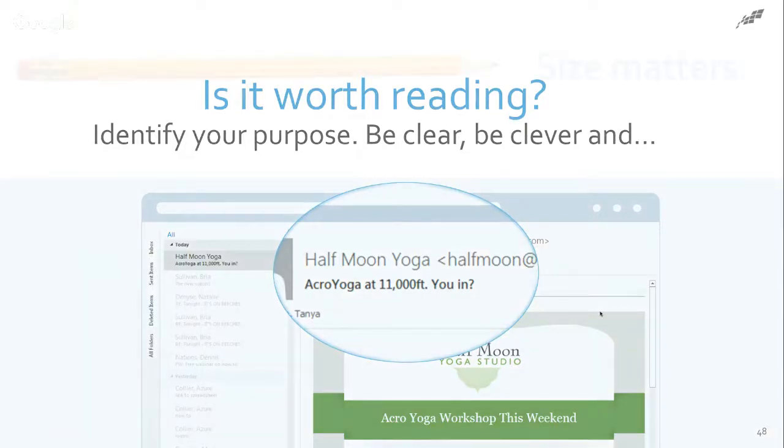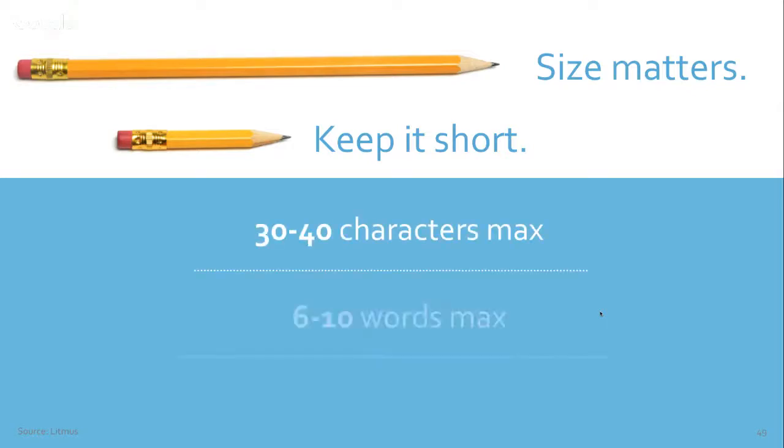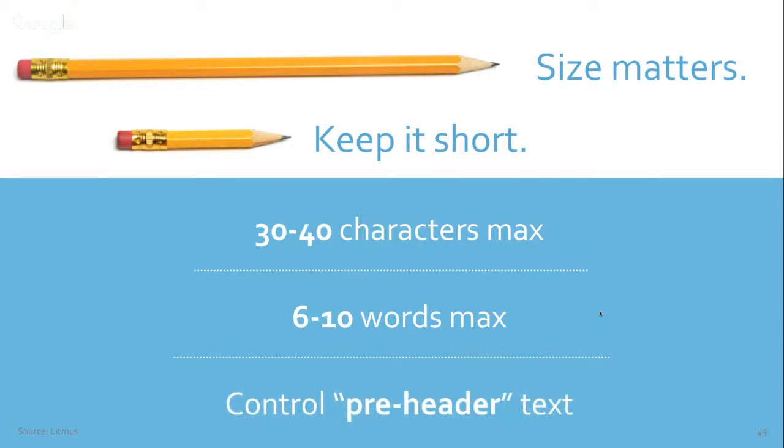So size matters. Keep your subject lines short. You want to shoot for 30 to 40 characters, 6 to 10 words max, and then think about your pre-header text. And let's talk about pre-header text for a second, because not a lot of people get this. And I still get emails from competitors and other folks that I keep gently reminding that just do this wrong.